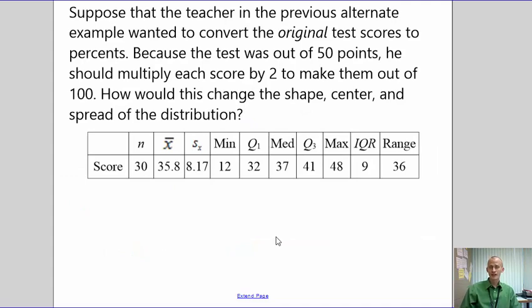Instead of adding 5, let's say the teacher decides instead to multiply each by 2 to make it out of 100. What does that do to our shape, our center, and our spread? Again, take a moment, pause it, think about it, and then write down your answer.